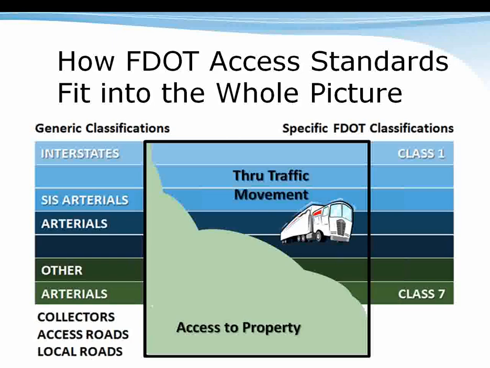Within the Florida Department of Transportation, we have 7 access management classes. Class 1, which are the interstates, and classes 2 through 7, which you can see have a balance of through traffic movement and access to property. For instance, our arterial roadways maintained by Florida DOT have a fairly small function to serve access and a very large function to serve commerce and through traffic movement.